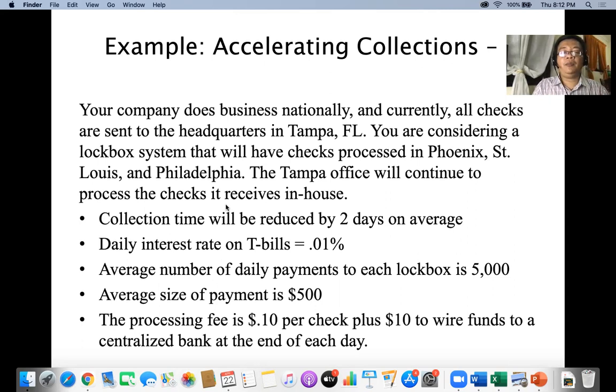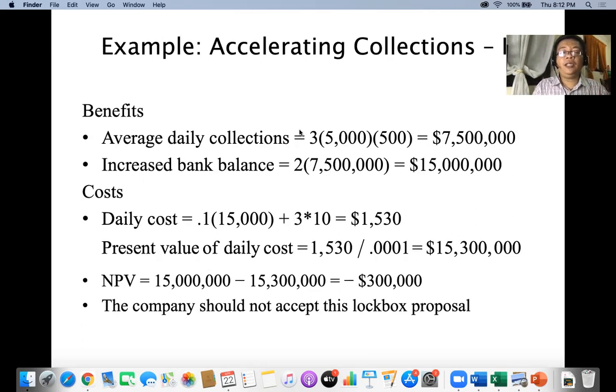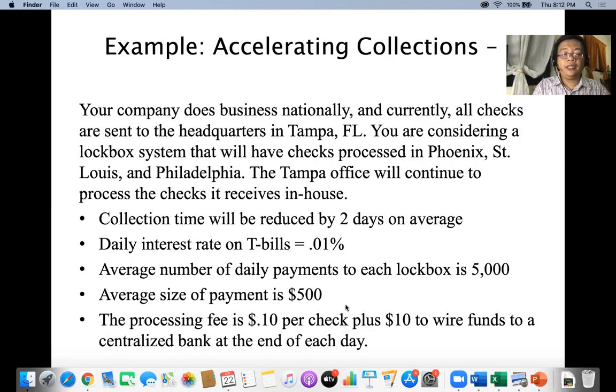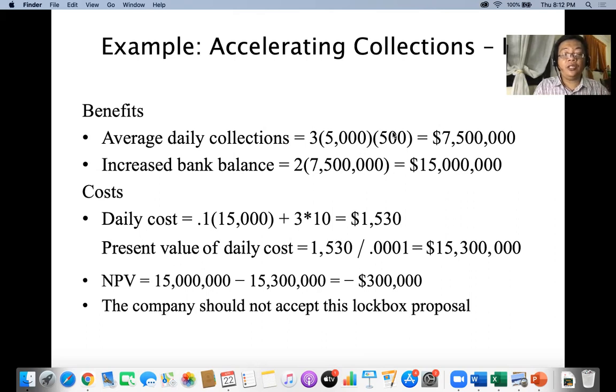Walang sinabi. Dapat may sinabi. Alright, so meaning 3 times 5,000 times 500 pesos, the average collection here is 7.5. Your increased balance here is 2 days. Why 2 days? Kasi nga, you will reduce daw by 2 days. Or let's say 5 days yan, ha? Okay? Okay. 2 days daw.